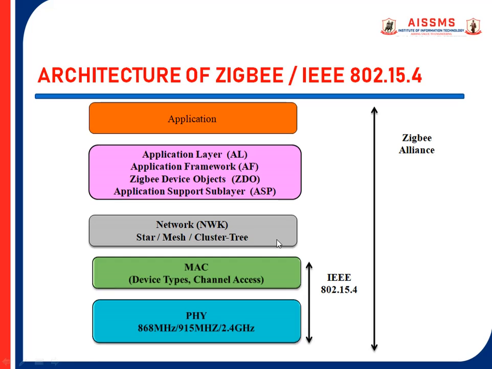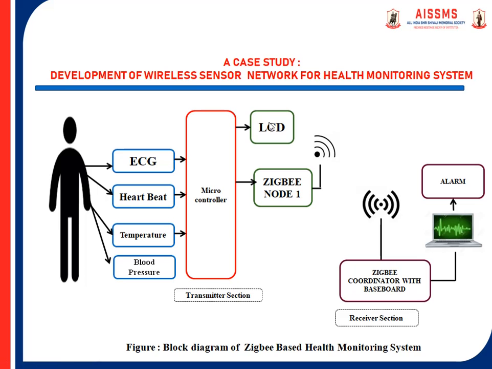Network: which type of network is used? Star, mesh and cluster type, and these two are the application layers. Now we will discuss the case study of wireless sensor network for health monitoring system.